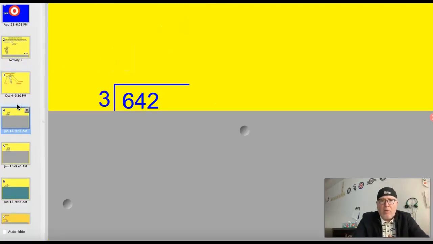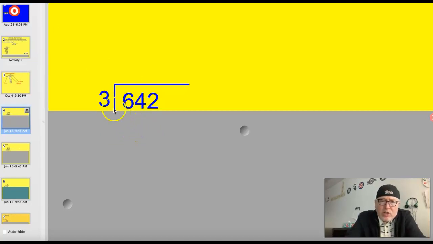All right. Let's take a look at our first problem here. Kind of a real basic one. We have 642 and we have to divide it by 3. Now I've done the work, so I can go through this a little more quickly, and I have my quotient up here. I can just tap it to get the numbers.